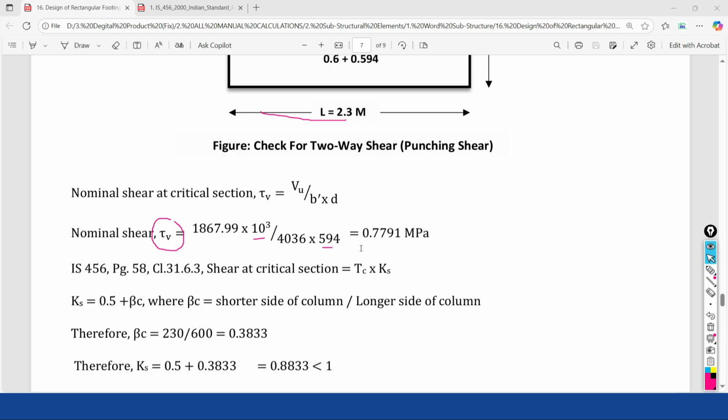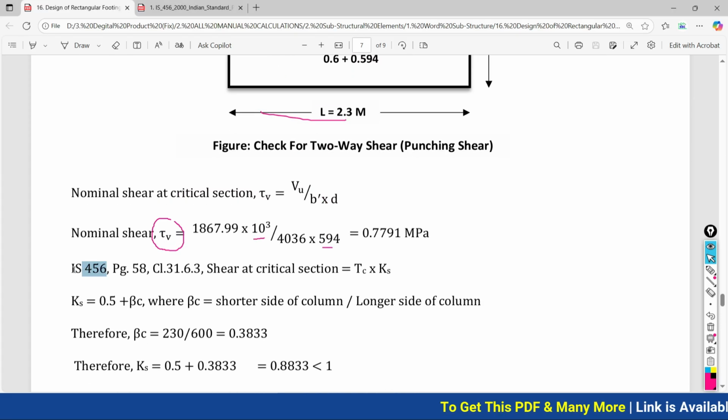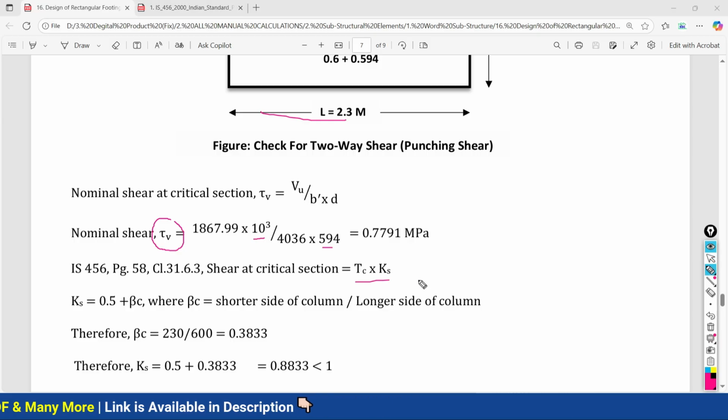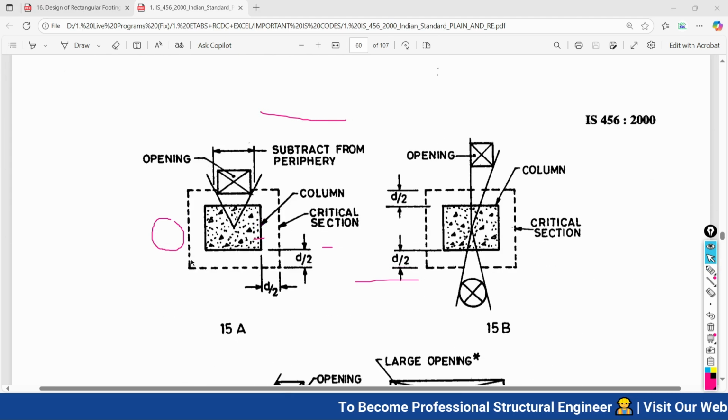Now we have to compare this nominal shear value with your critical shear value. So what is the critical shear value? How can you calculate the critical shear at your critical section for the punching shear? As per IS 456 2000, page number 58, clause number 31.6.3.1, shear at the proposed critical section should be calculated with this formula. So the critical shear value should be Ks into tau c. Now tau c we can easily calculate. There is a question for Ks. So how can you calculate the value of Ks?